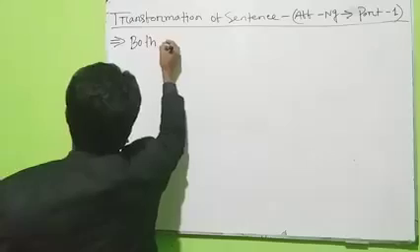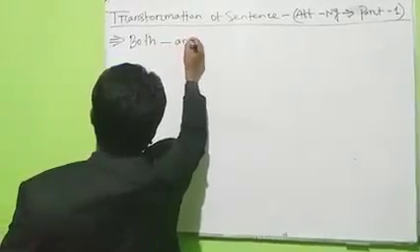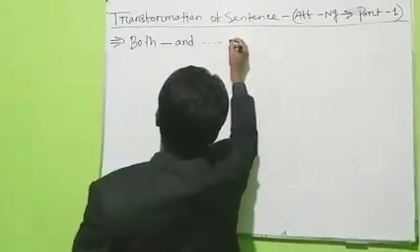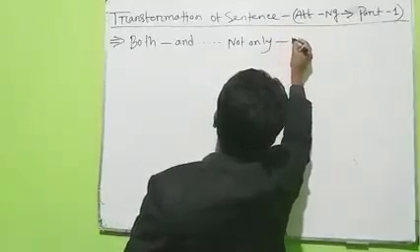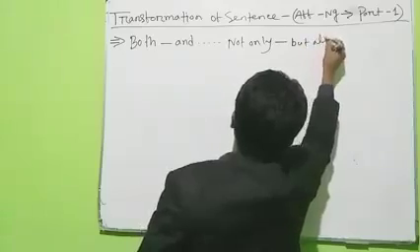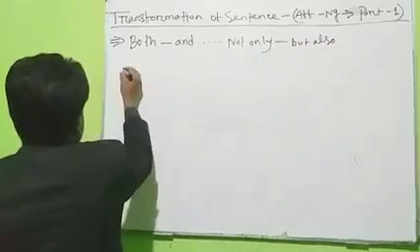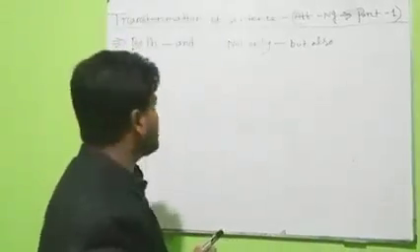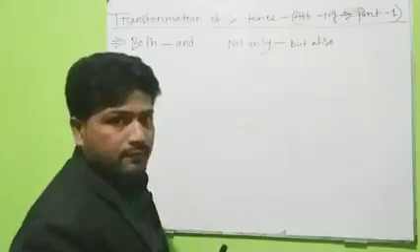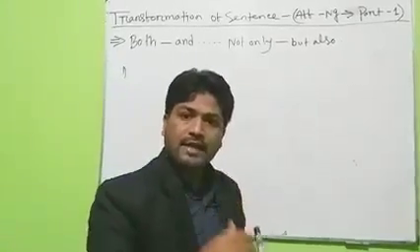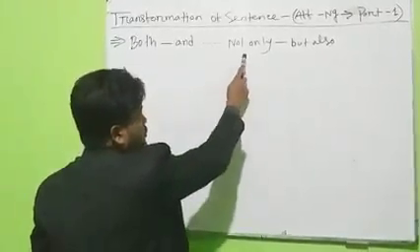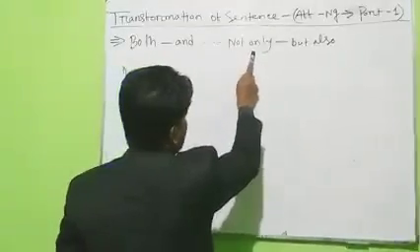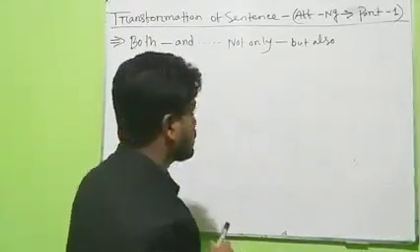Both and, not only but also. Okay, dear learners, now look at another rule, that is both and. If there is both and in any kind of affirmative sentence, to make it into negative, you have to use not only. Instead of both, you have to use not only, and instead of and, you have to use but also. So let's have a look at some examples.